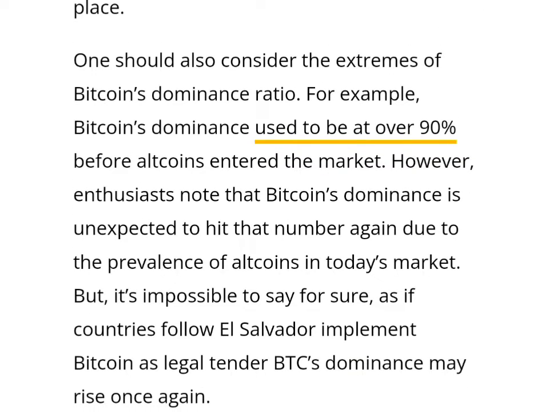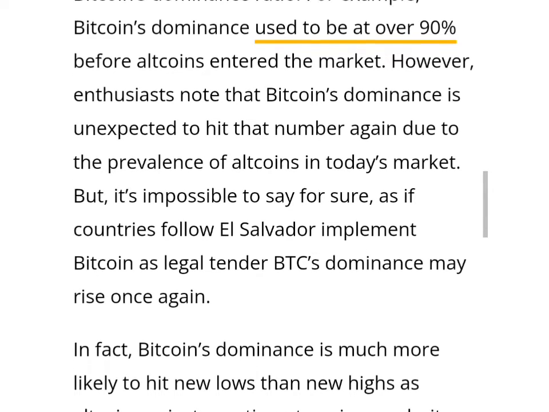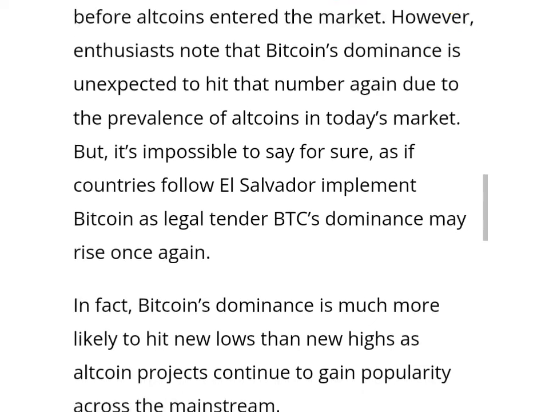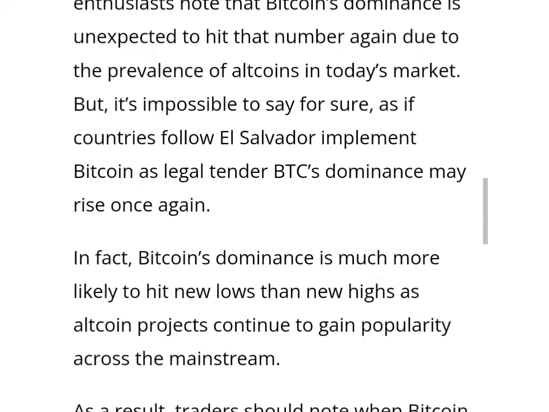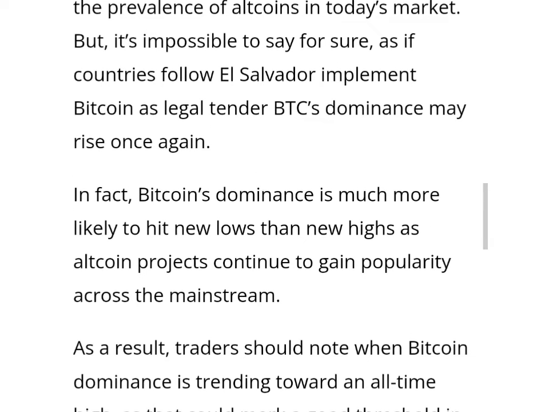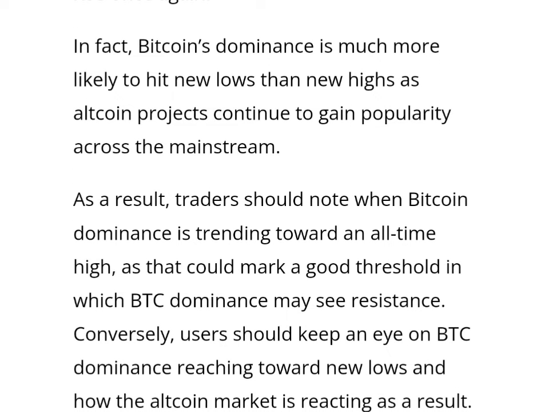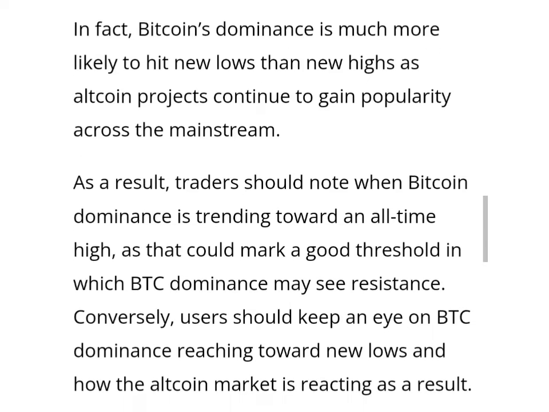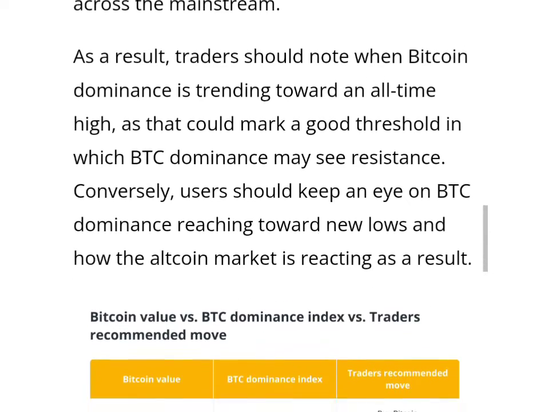One should also consider the extremes of Bitcoin's dominance ratio. For example, Bitcoin's dominance used to be at over 90% before altcoins entered the market. However, enthusiasts note that Bitcoin's dominance is unexpected to hit that number again due to the prevalence of altcoins in today's market. But, it's impossible to say for sure, as if countries follow El Salvador and implement Bitcoin as legal tender, BTC's dominance may rise once again. In fact, Bitcoin's dominance is much more likely to hit new lows than new highs as altcoin projects continue to gain popularity across the mainstream.